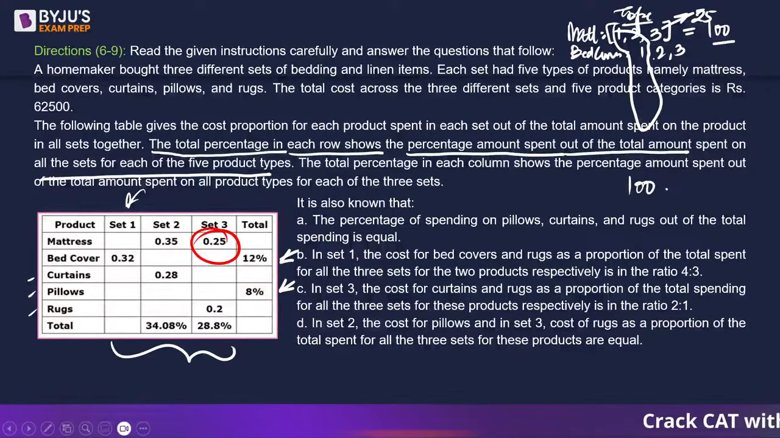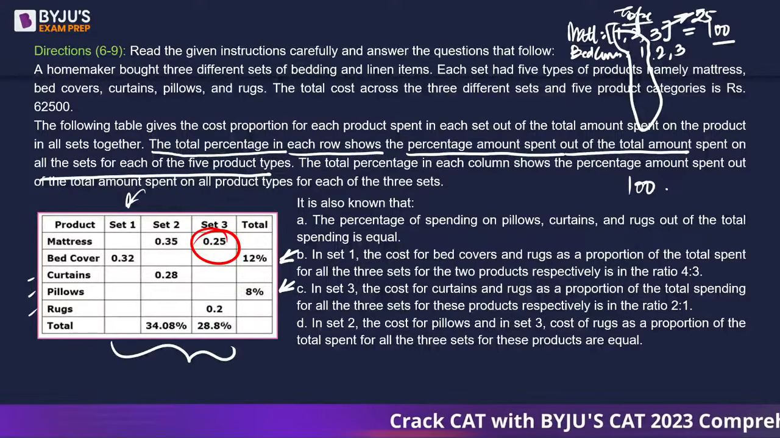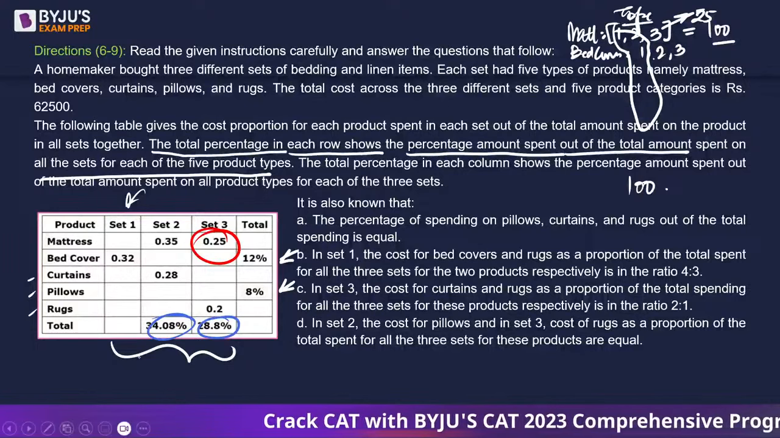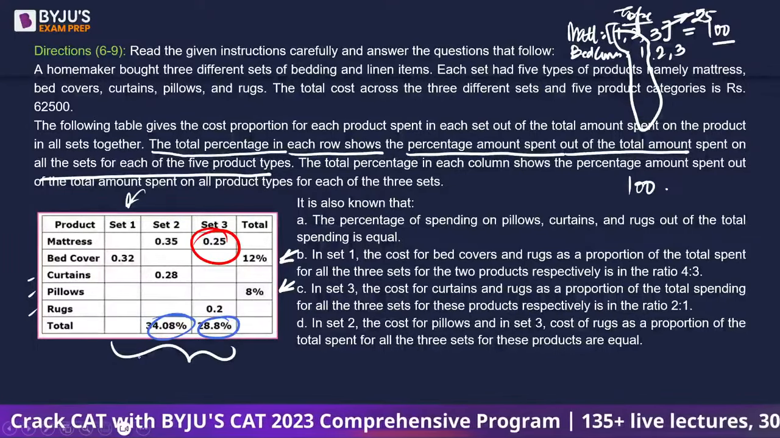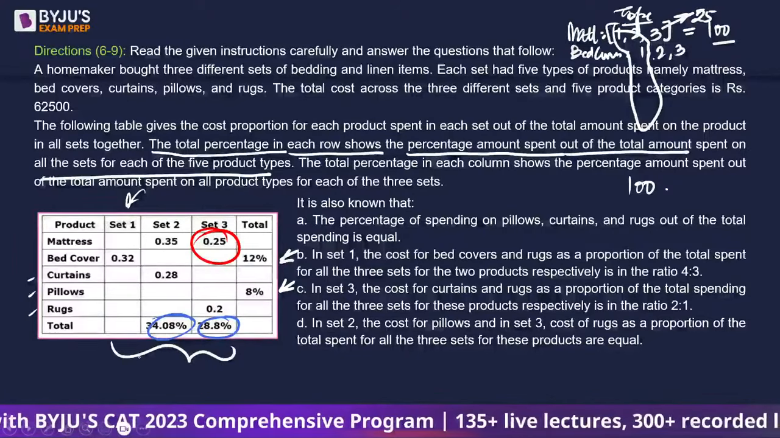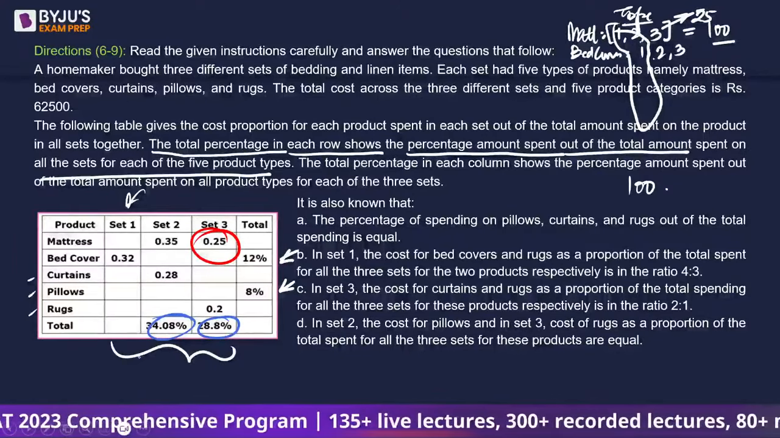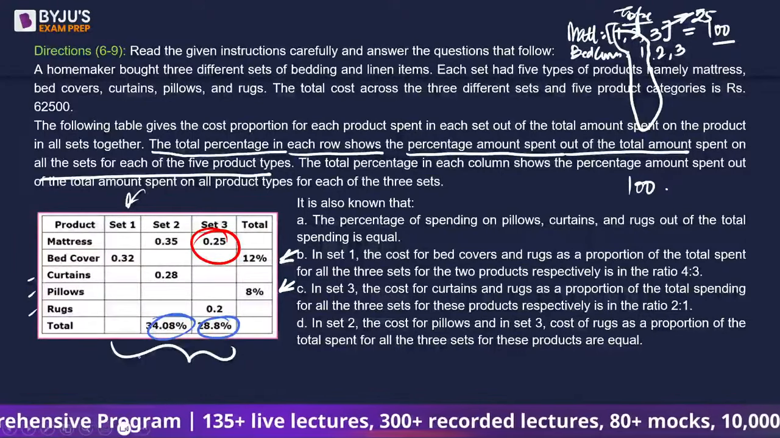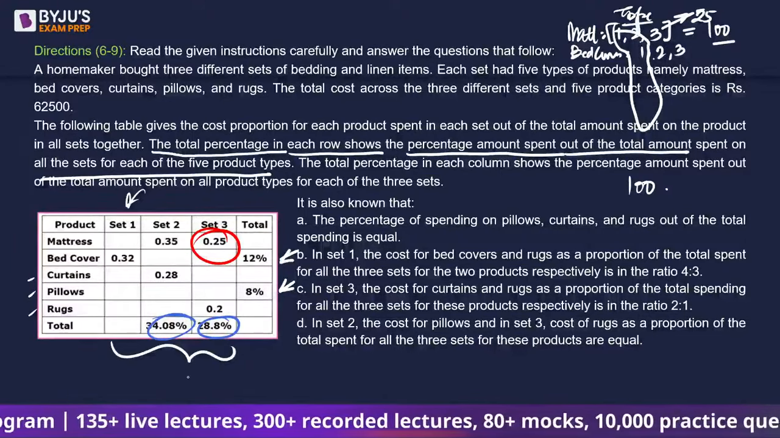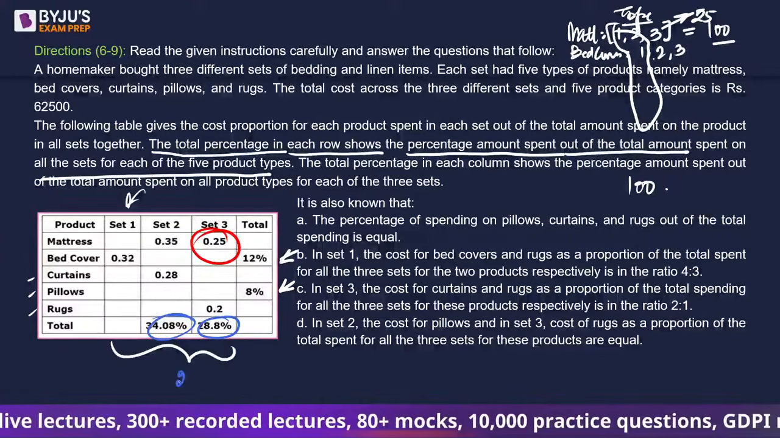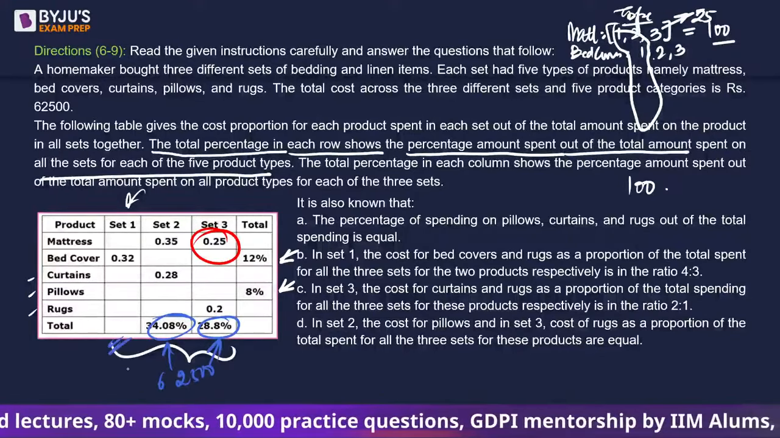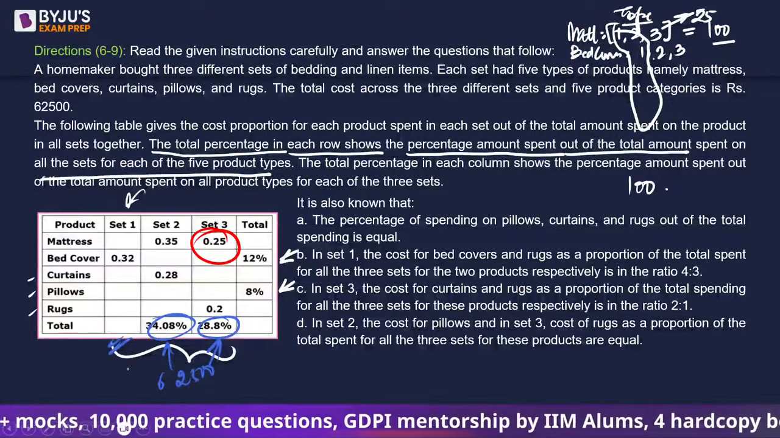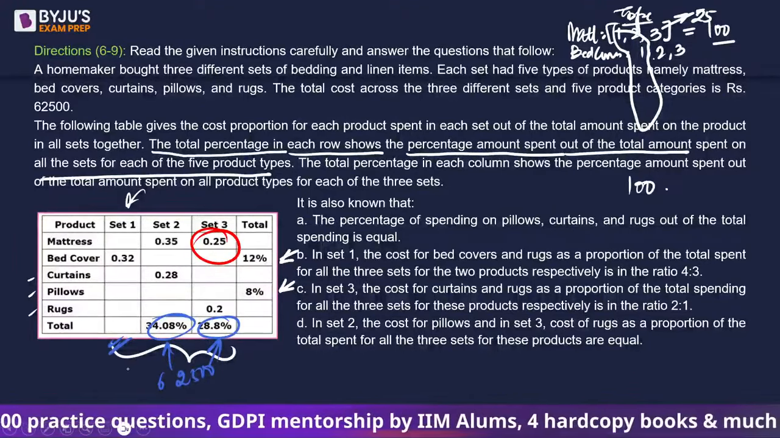Now, the second statement says the total percentage in each column. Each column would mean we are looking at these numbers. Okay, only two are given. This shows the percentage amount spent out of total amount spent on all product types for each of the 3 sets. So we have a total of 62,500 again. Of that, this percentage and this percentage was spent on set 1, set 2 and set 3. I hope this part is clear.